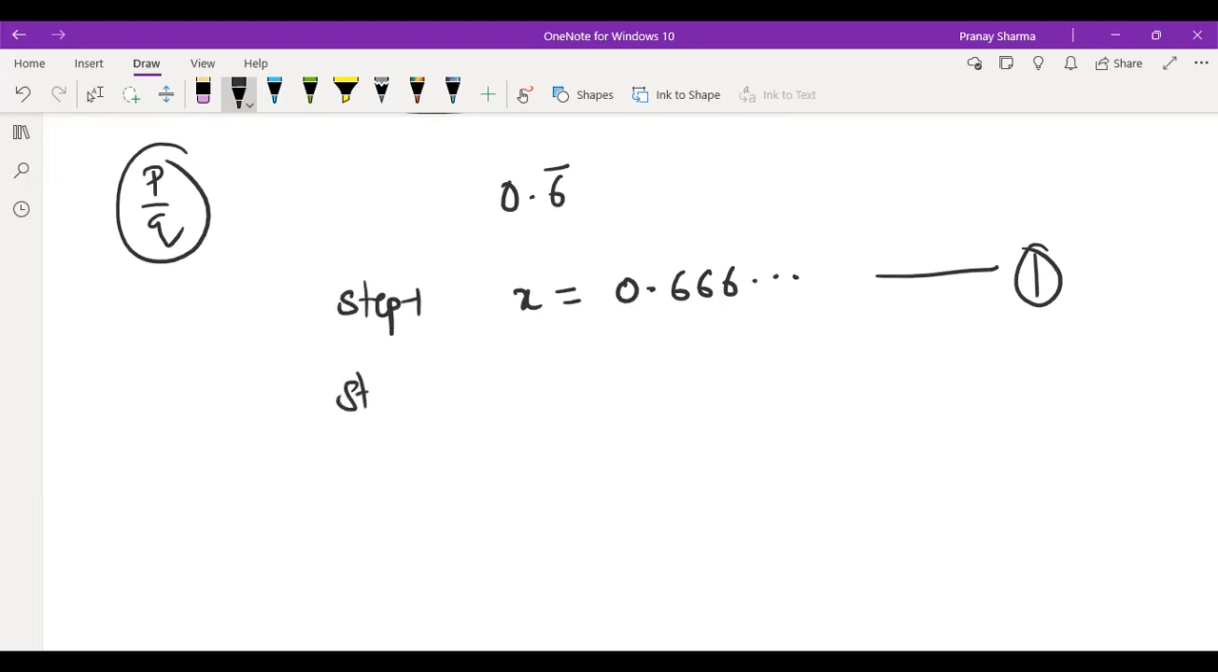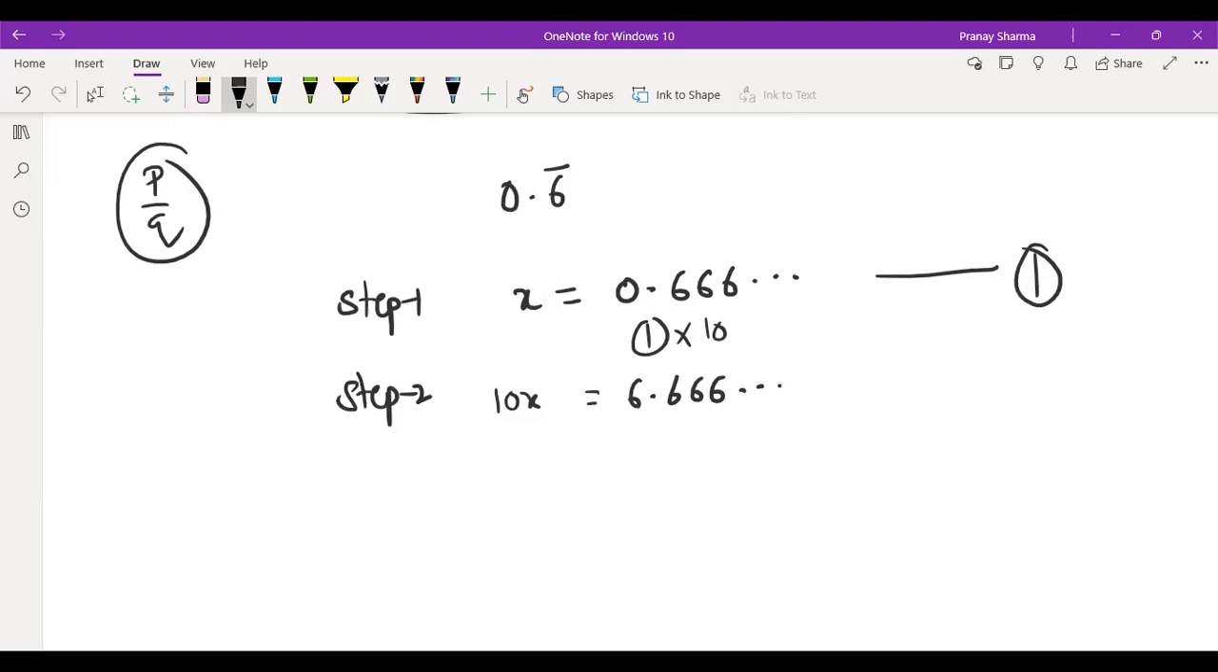In step number 2, you should be multiplying equation 1 with 10. So if you multiply equation number 1 with 10, you'll be having 10x here. LHS will be 10x. And if you multiply this particular thing with 10, it will become 6.6663 dots. Sir, if you multiply 0.666 by 10, then you will be having 6.66, right?